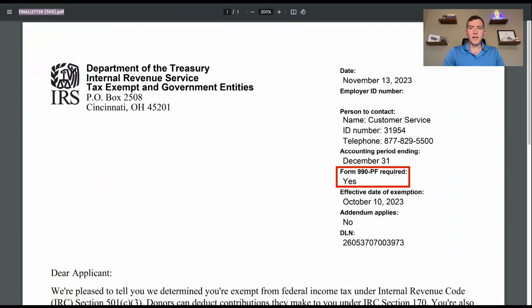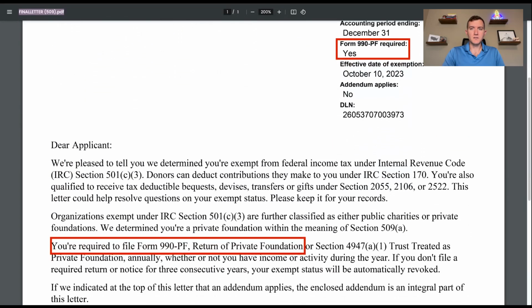So if we take a look at a determination letter for a private foundation, you're going to see in two spots, it says Form 990PF required, yes, and you're required to file Form 990PF, return of private foundation. So that's the best way to know that you should be filing a 990PF. And if you're not, then those returns have to be amended. I just had a foundation recently that their first return was a 990, and then subsequently when they switched accountants, they did the proper one, 990PF. But really that first return should be amended and be a 990PF.